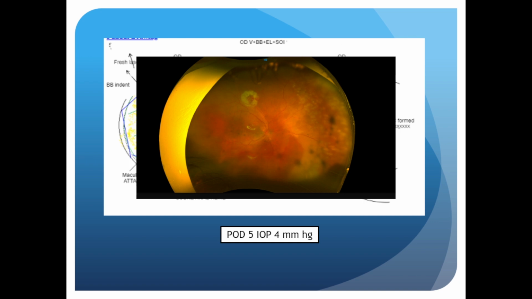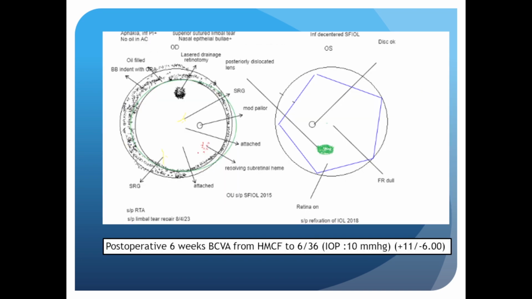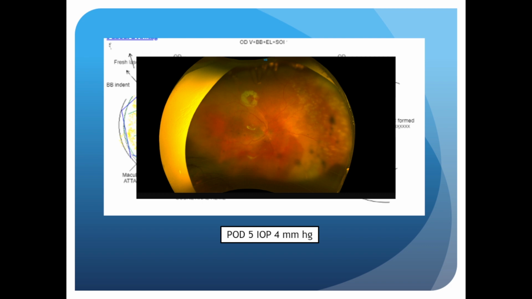We can see the drainage retinotomy over here along with the laser marks, and the retina looks attached in this particular patient. You can see the subretinal heme displaced inferiorly. The subretinal heme was displaced after giving prone position to the patient after putting the silicone oil.